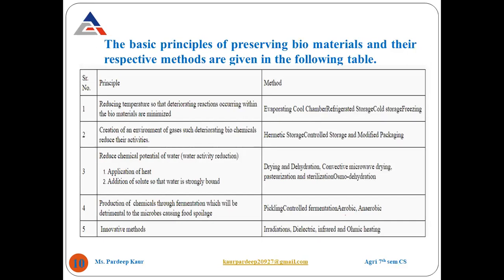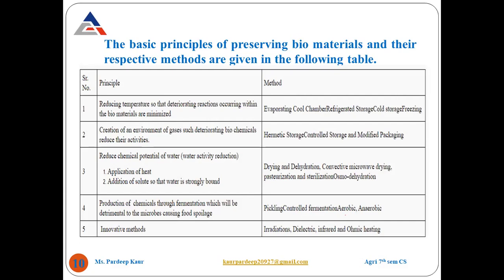So there's a table. This table is about the basic principle of preserving biomaterials and their respective methods, which are given in the following table. The first column is about principles and the second is about methods. The first principle is reducing temperature so that deteriorating reactions occurring within the biomaterial are minimized.